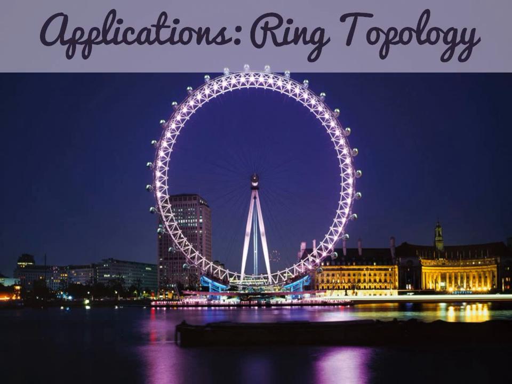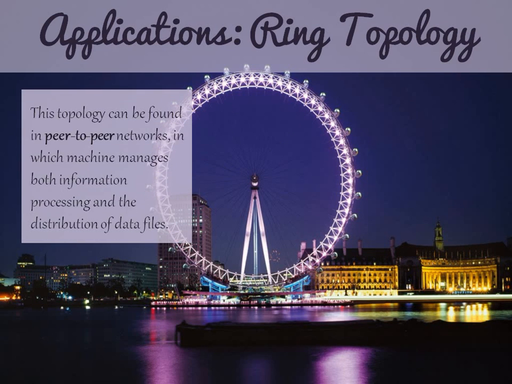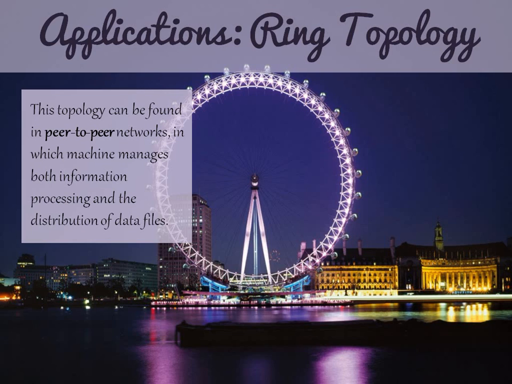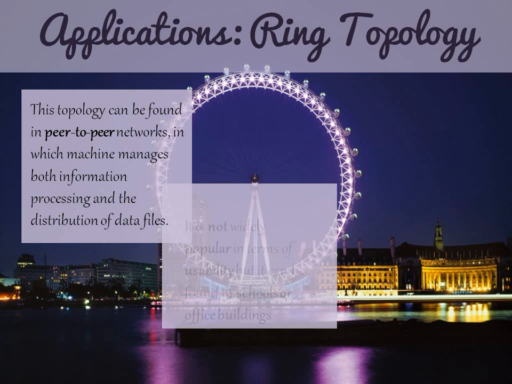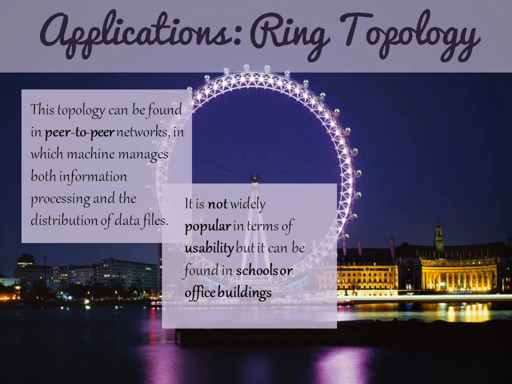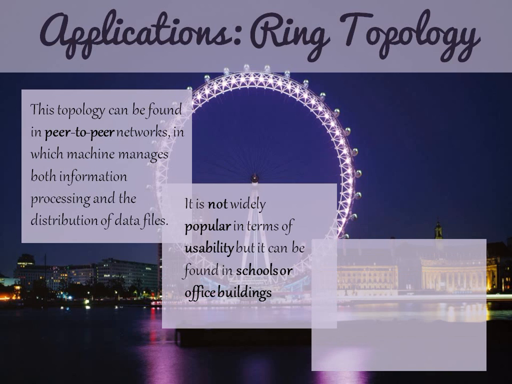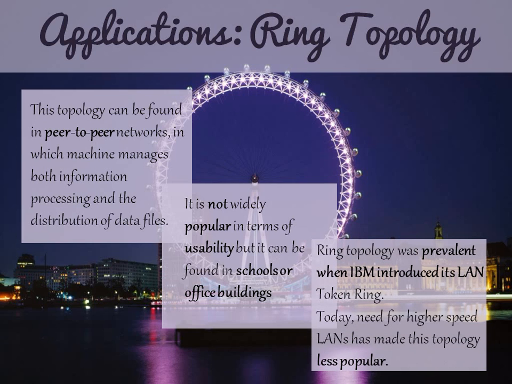Application of ring topology. This type of topology can be found in peer-to-peer networks in which each machine manages both information processing and the distribution of data files. It is not widely popular in terms of usability. It can be found in schools and office buildings. Ring topology was prevalent when IBM introduced its local area network, token ring. Today, the need for higher speed LANs has made this topology less popular.